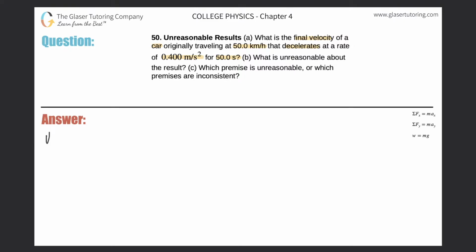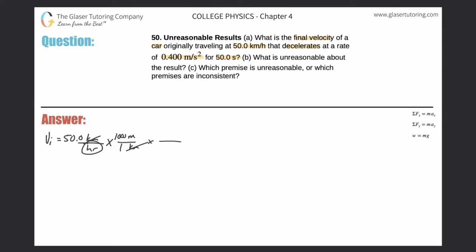The first thing is it tells me the initial velocity of the car is 50.0 kilometers per hour. I hate that because I have to convert, right? We're given the acceleration in meters per second squared, so let's turn kilometers per hour into meters per second. Kilometers on the bottom, meters on the top. There's 1,000 meters in 1 kilometer. Kilometers cancel, so I have meters on the top.